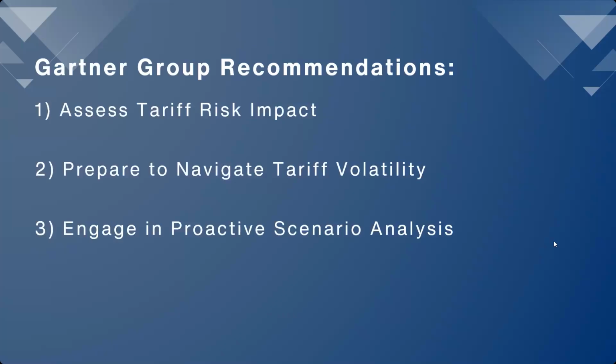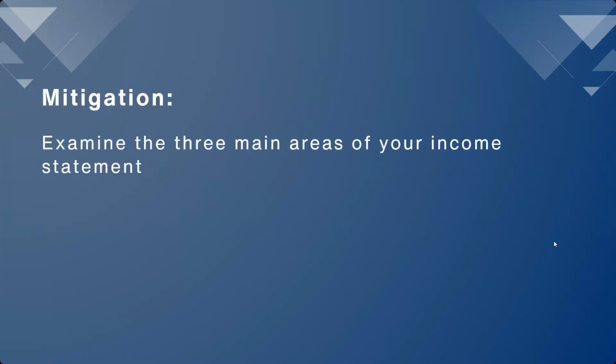And then the third piece they said was to make sure you engage in proactive scenario analysis. In other words, what ifs in various circumstances, and they're just suggesting you need to do that in relation to the changing economic environments that you may be facing. So, okay, that's pretty general stuff. So mitigation, I'm not going to talk about too much the first two, but I'm going to talk about three main areas of your income statement, which can be addressed related to the challenges that we see as business people today.